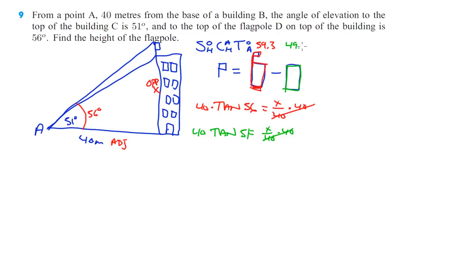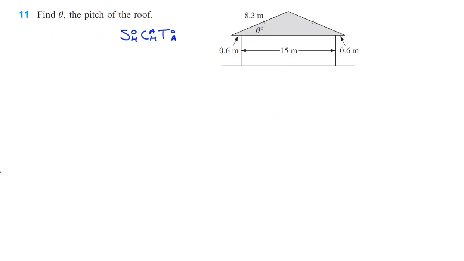So this is 49.4 meters. 49.4. This was 59.3. Right, so what we want to do is we want to subtract those two. So we take 59.3 minus 49.4, and we're going to get 9.9 meters. It should be the height of the flagpole. Okay? All right. Moving on to number 11.